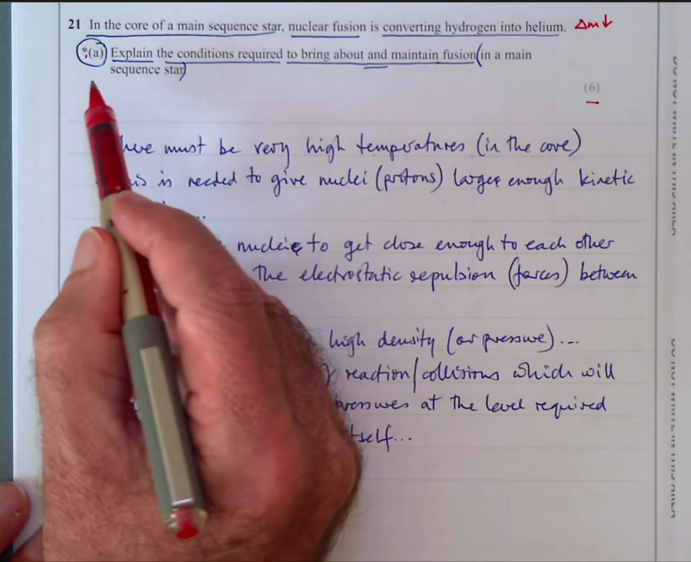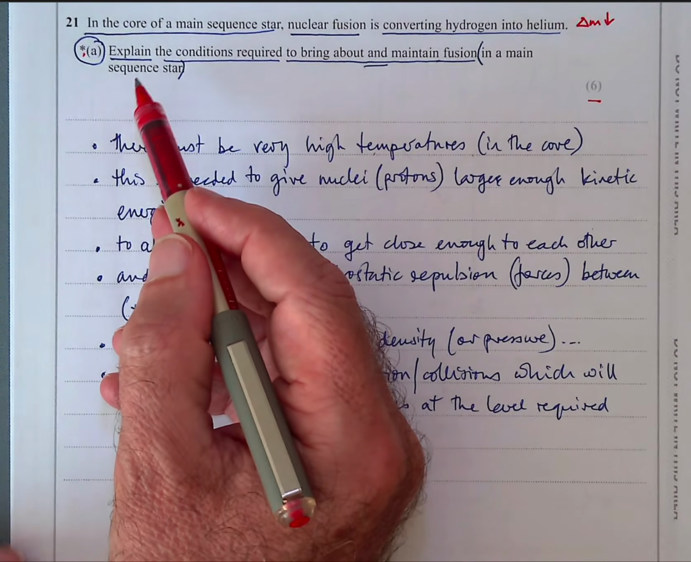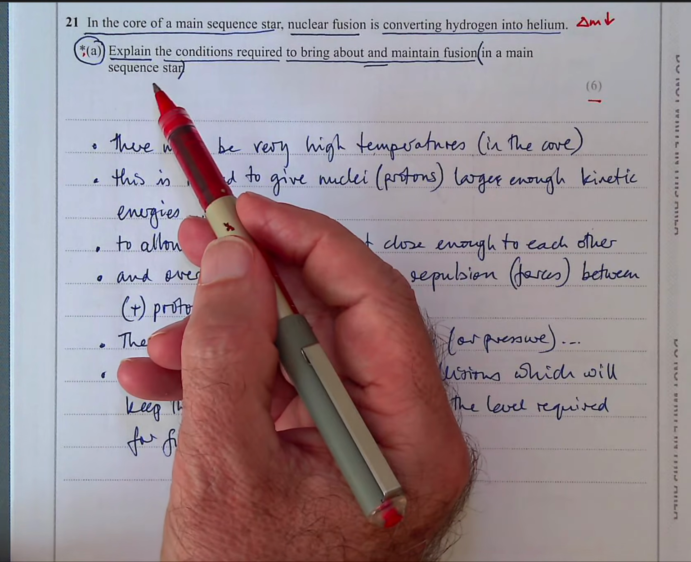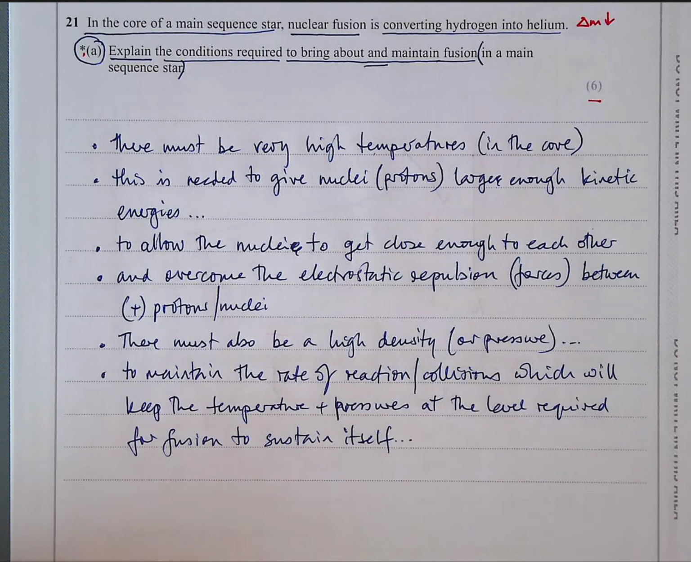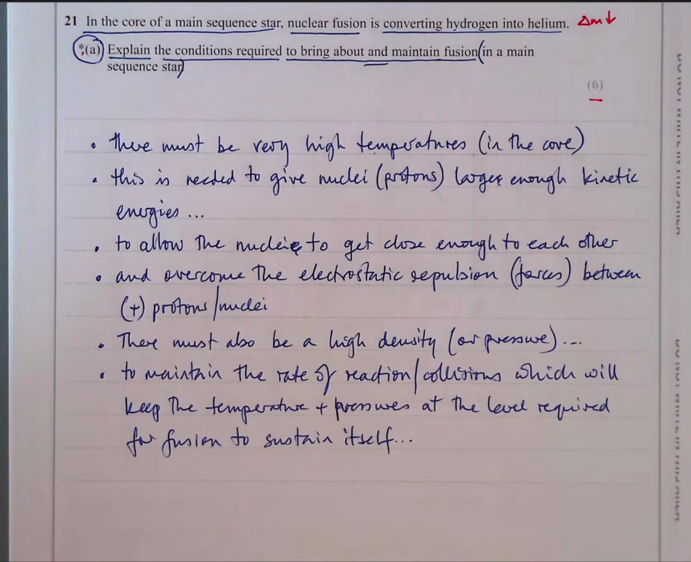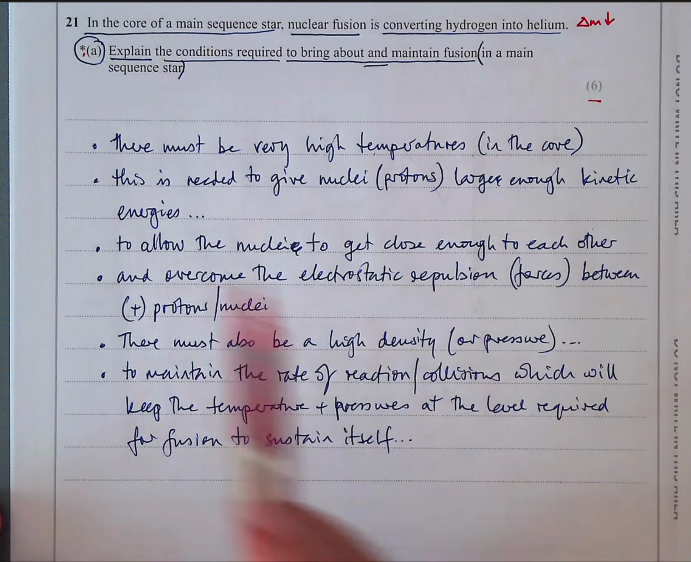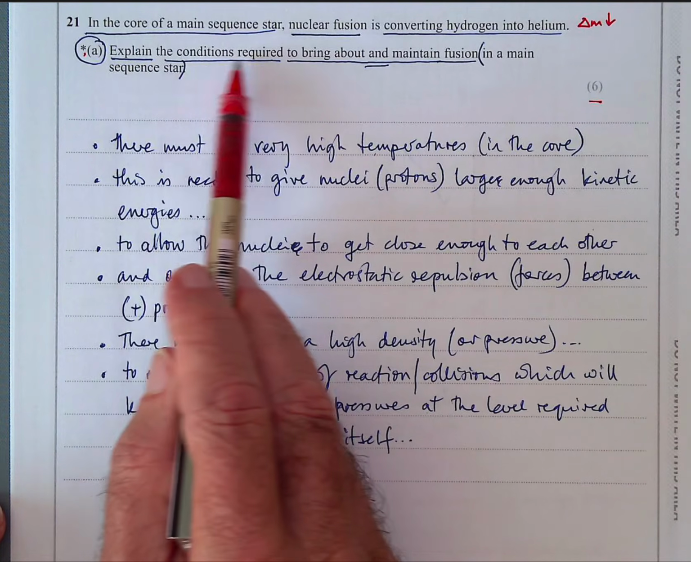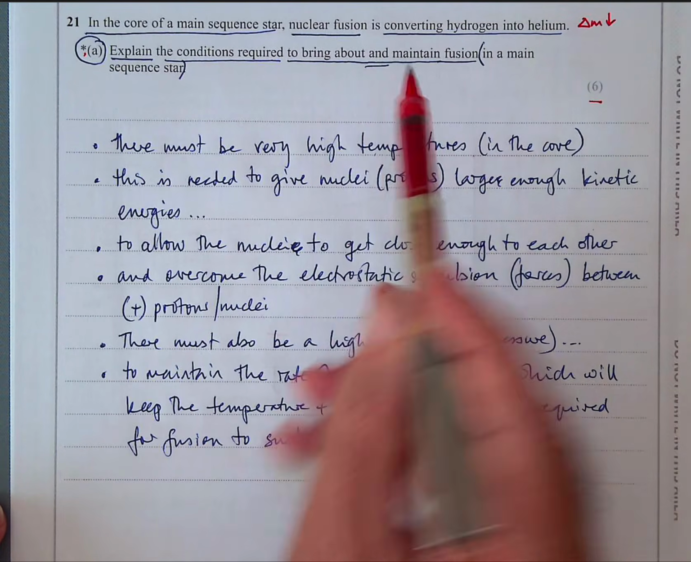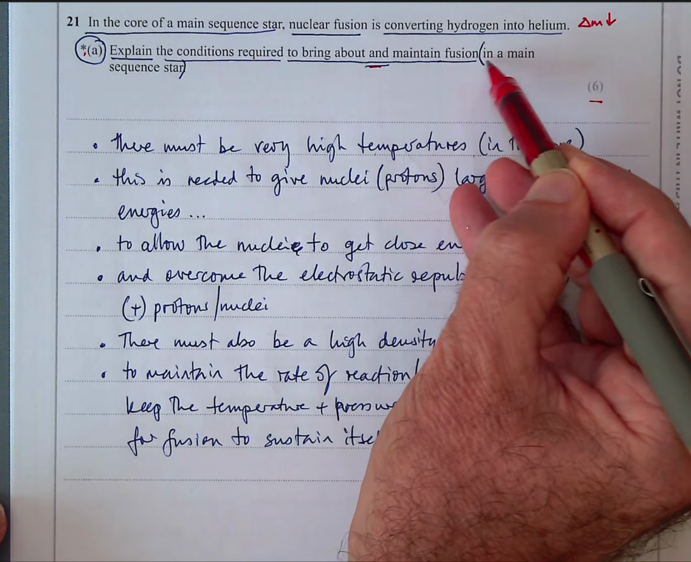The asterisk means quality of written communication gets a mark. So if English is not your first language, you really need to find out what the key terms are. It's worth looking at the mark scheme, and this is where I've got the answers from, to make sure all the correct terms are there with a little bit of padding to make sure there is clarity in my communication. Explain the conditions required to bring about and maintain fusion in a main sequence star. I've underlined 'and maintain'.